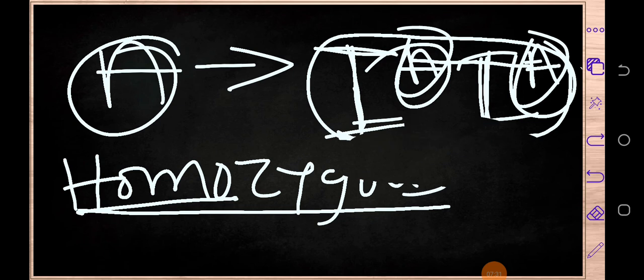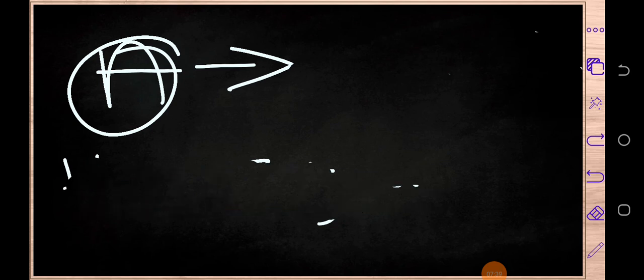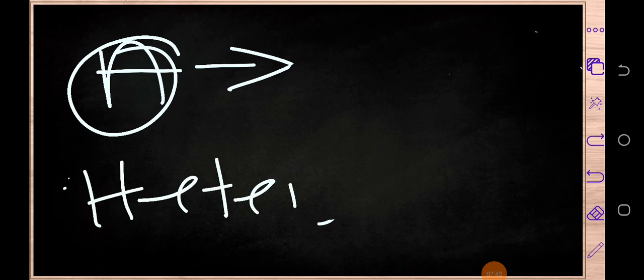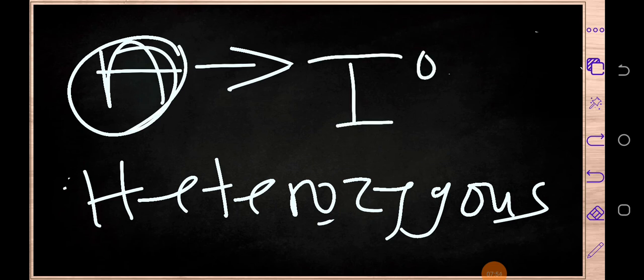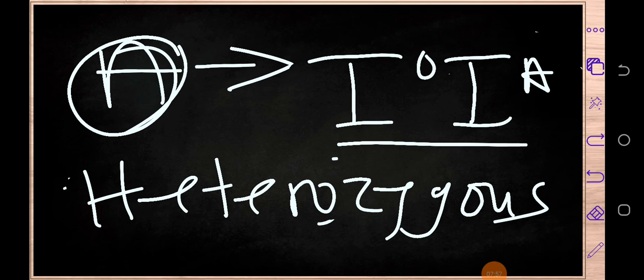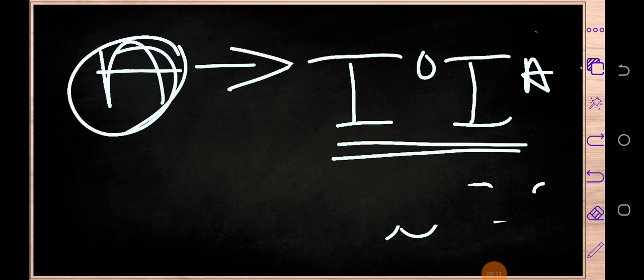Alright, but whenever they mention that this person has heterozygous blood group A, then the genotype of that blood group looks like this. I'm sure you're getting the point. So we've got two types of blood group A. We've got homozygous blood group A. Then we've got heterozygous blood group A.